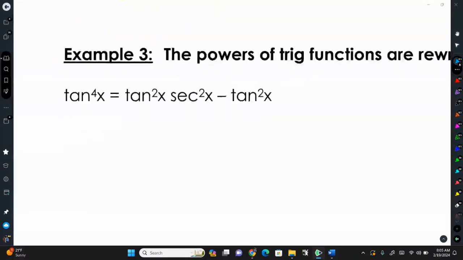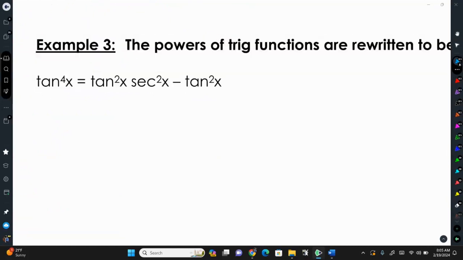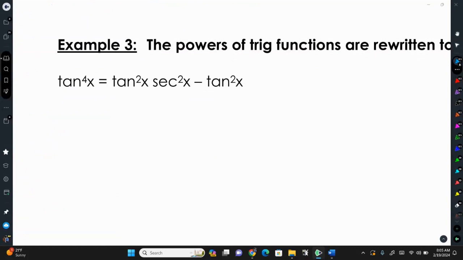All right, now our last example, we're going to be using the power trig functions to verify this identity. So we have tangent to the fourth equals tangent squared times secant squared minus tangent squared. So I'm going to work on the right side because there's more stuff there, and I need to get tangent to the fourth power.